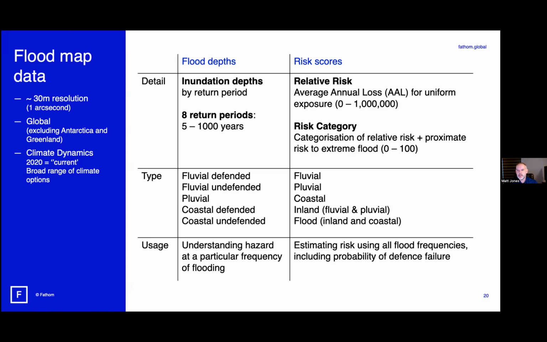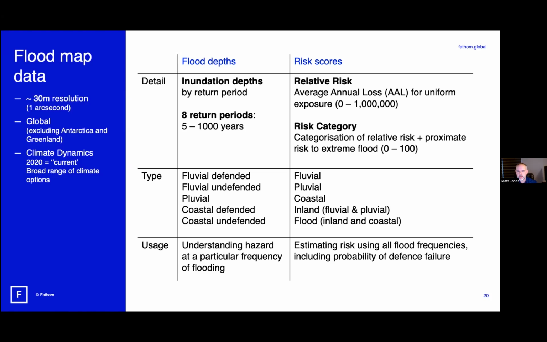Risk category is related to relative risk. So for relative risk, you get a score that's anywhere between 0 and the theoretical maximum of 1 million, never gets to 1 million. Risk category is a more discrete set of numbers. For some use cases, this can be useful, as we'll come on to.